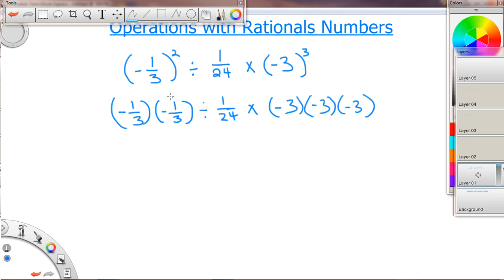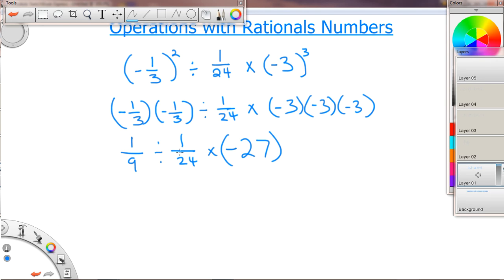Okay, let's evaluate here. So negative 1/3 times negative 1/3 is going to be a positive. 1 times 1 is 1 over 9. So it's a positive 1/9. And negative 3 to the third power, well, negative 3 times negative 3 is positive 9, times negative 3 is negative 27. Okay, so we're done with exponents. Now we're on to multiplication and division. We're going to go from left to right.